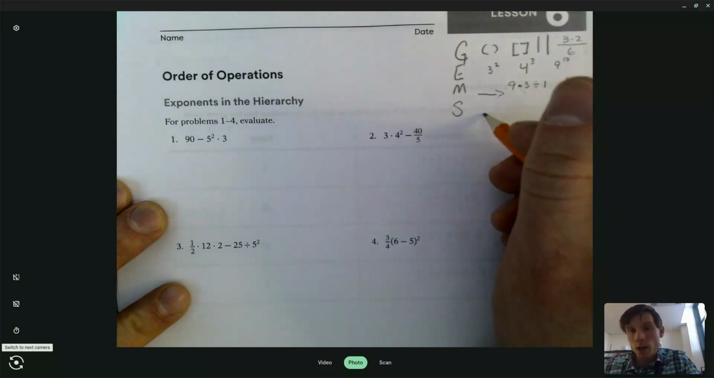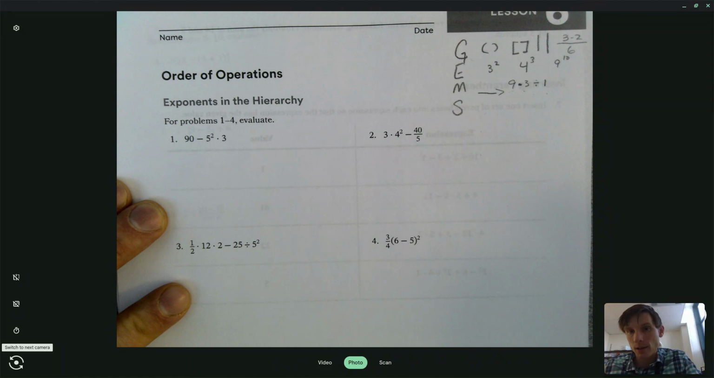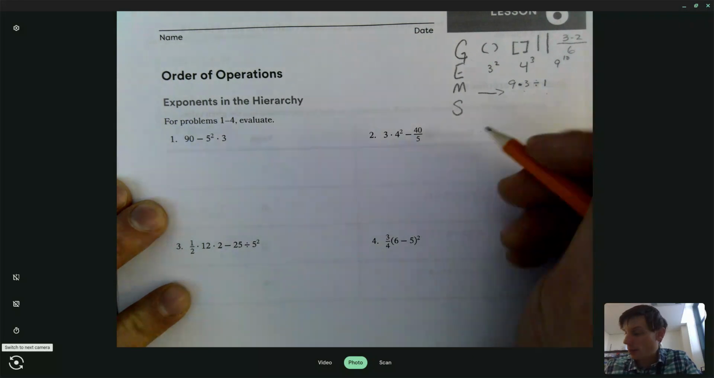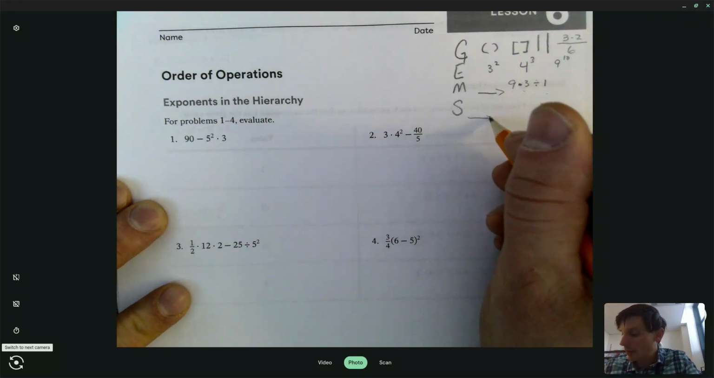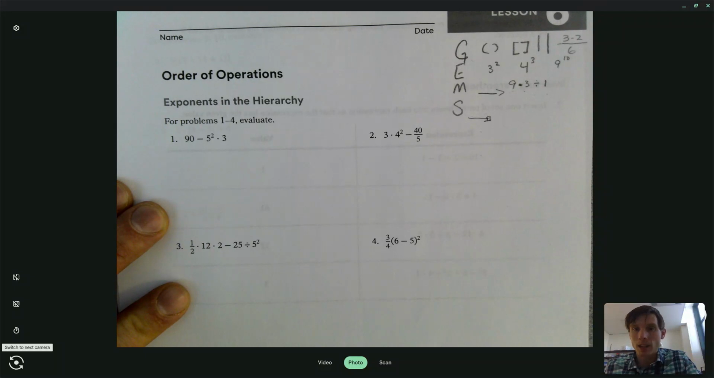And then our addition and subtraction, so that's our S there. So subtract and add left to right. Okay, so again, left to right. And this is really important with subtraction and addition, that we do it left to right, so that we don't make any mistakes.